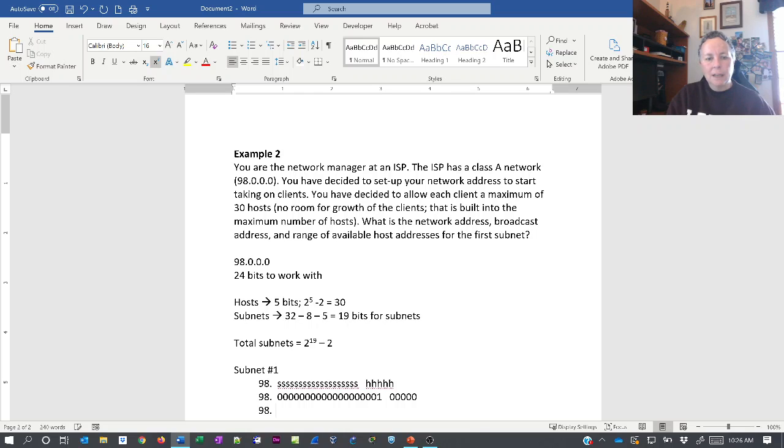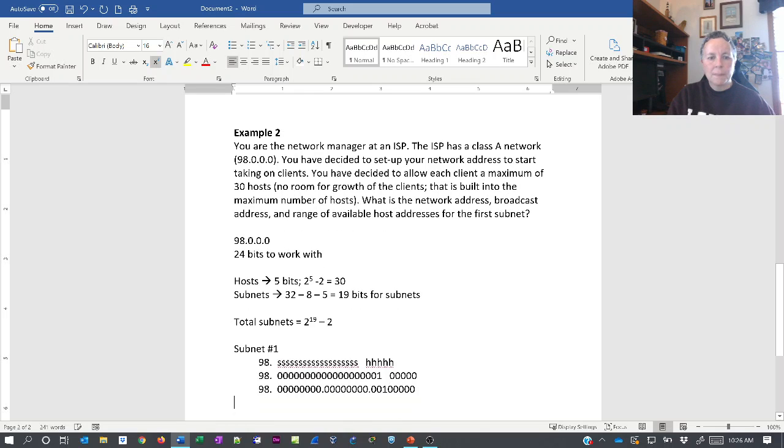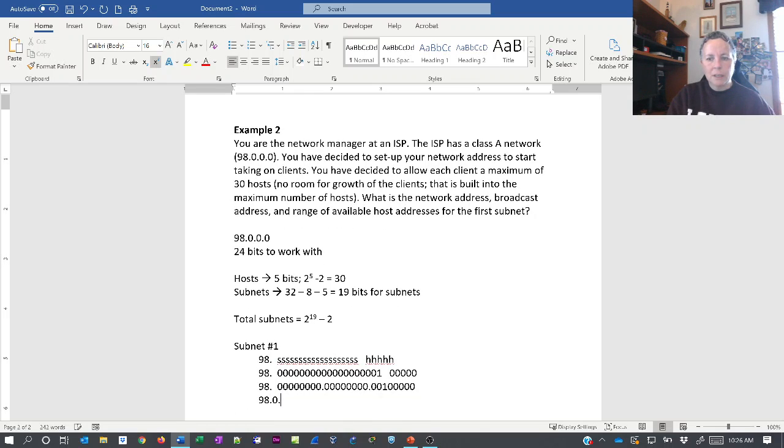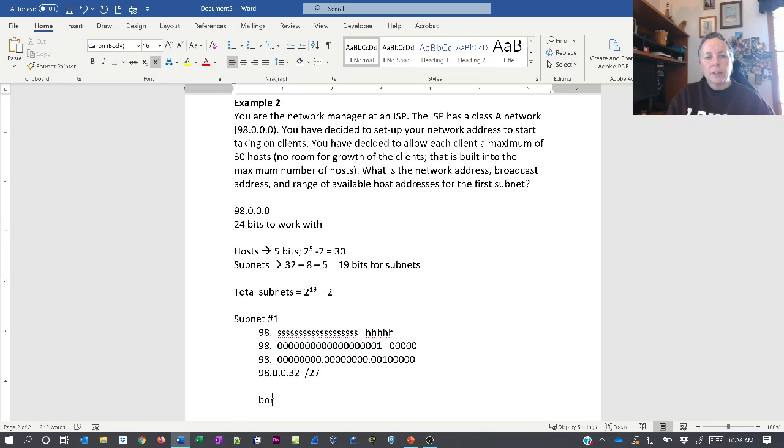So now I do the 98, and I convert these to octets. There's 8, there's 8 more, or 16. So that leaves me 3, and then my 5 host bits. When I convert this to decimal, I get 98.0.0.32. And for my slash notation, I'm using 8 for the network and 19 for the subnet, so I end up with /27. That's my network address.